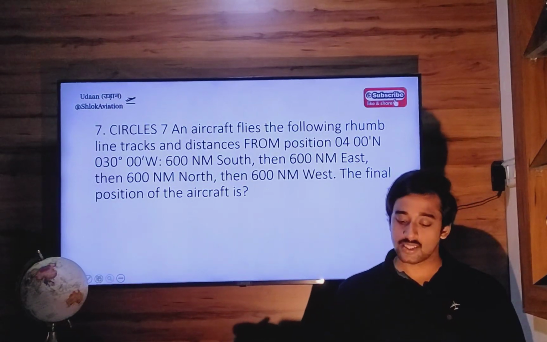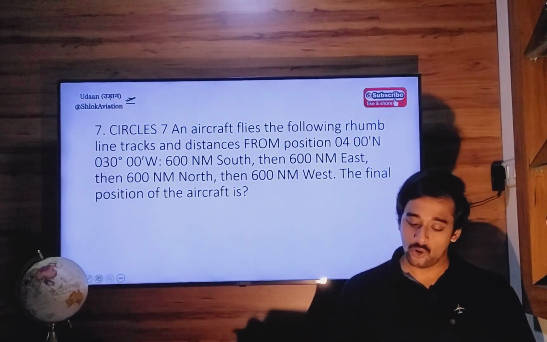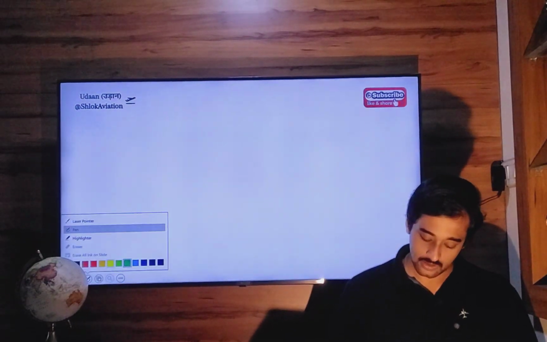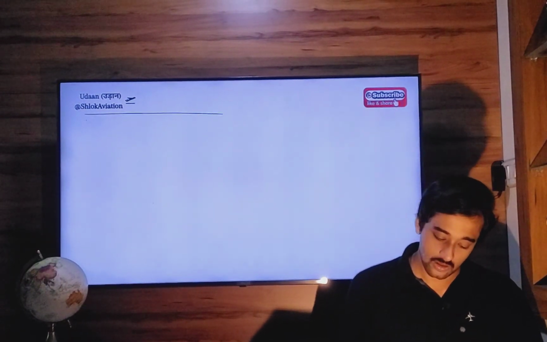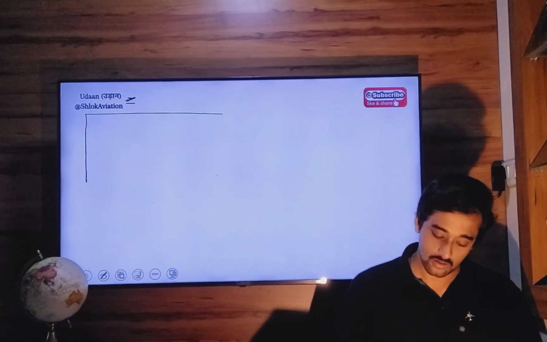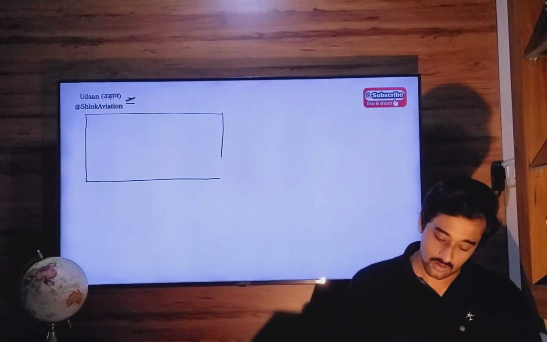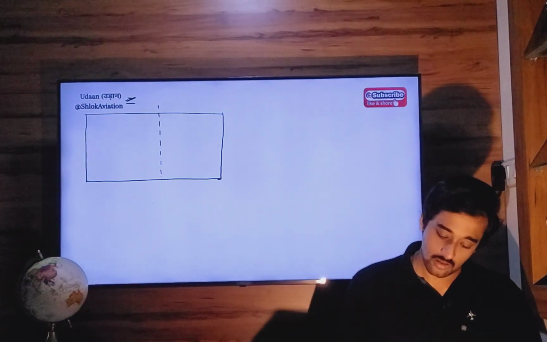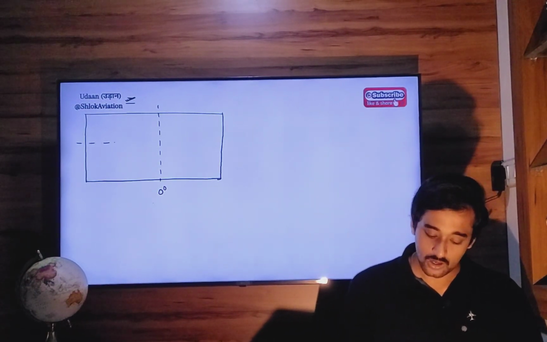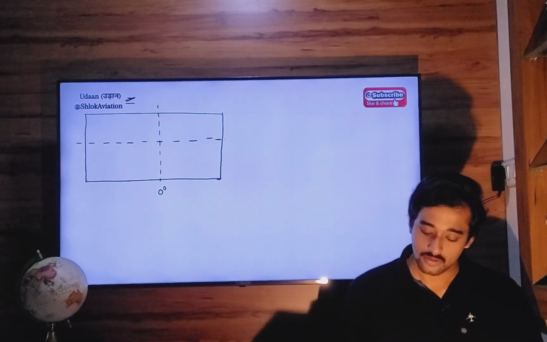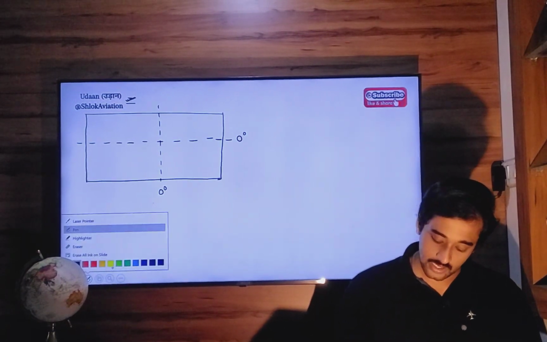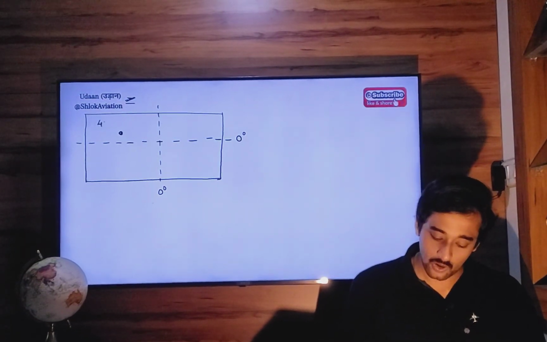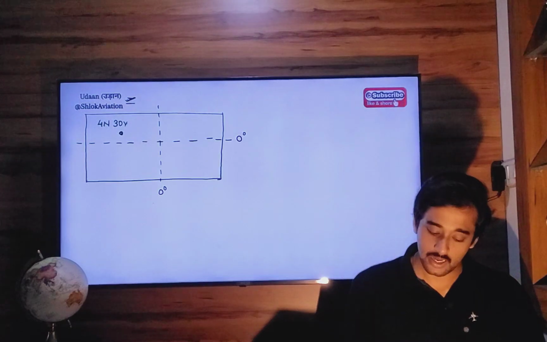An aircraft flies the following rhumb line tracks from 4 degrees north 30 minutes west. Okay, so this is your prime meridian, this is your equator, and your initial position is here, let's say 4 degrees north, 30 degrees west.